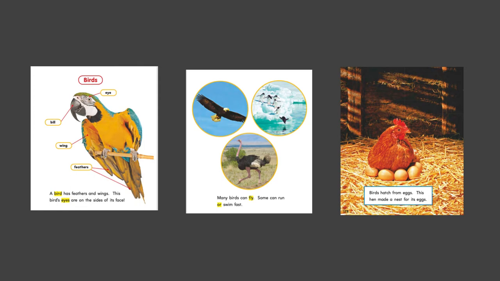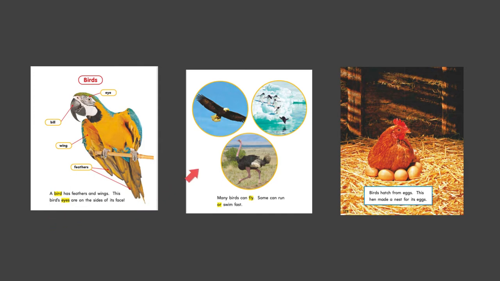Let's take a look at some pages from our story, Animal Groups, about birds. Here we see a photograph of a bird. We see some labels that name parts of the picture. We can see the bird's eye, bill, wing, and feathers. It says, a bird has feathers and wings. This bird's eyes are on the sides of its face.